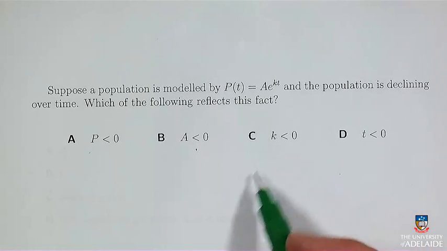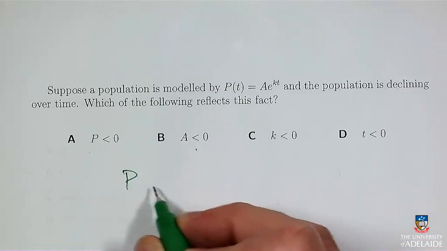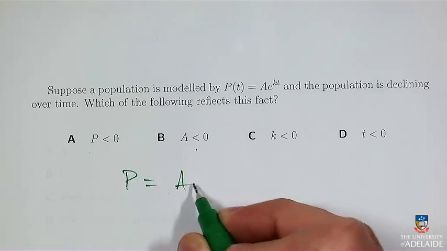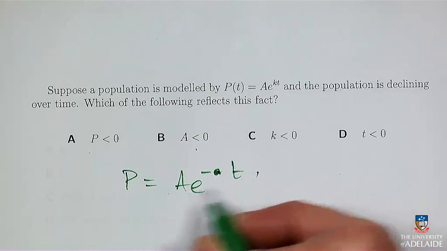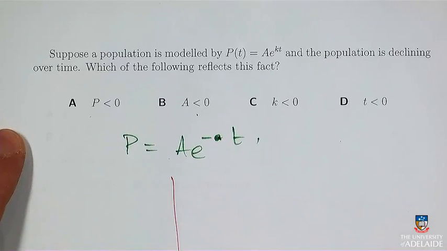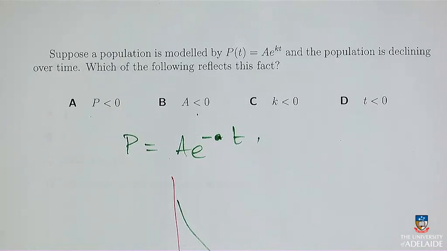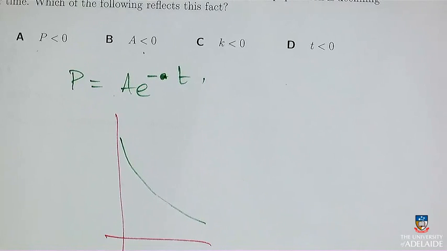And in fact, if you think about it, if this were negative, you would have something like p equals A e to the negative something or other times t. And these graphs look exactly like this, right? They are exponentials. E to the negative x goes down like that. So yeah, absolutely. That's correct.